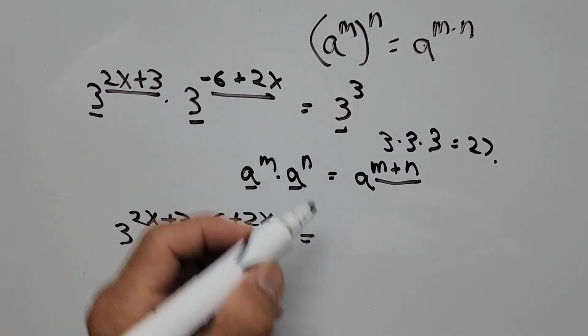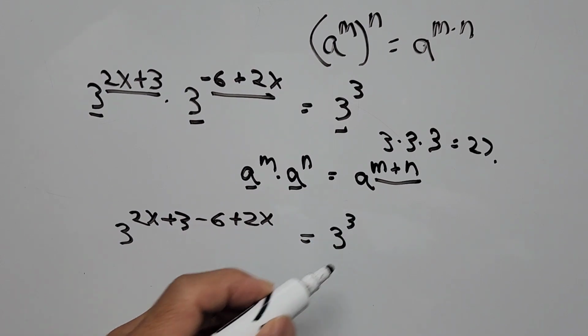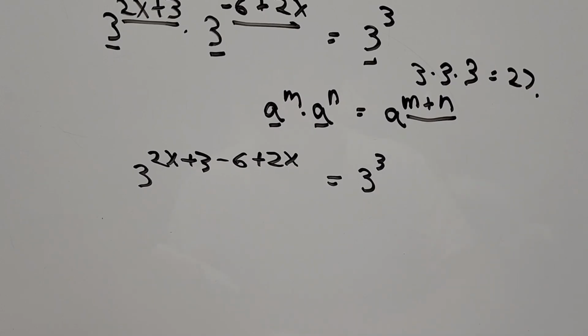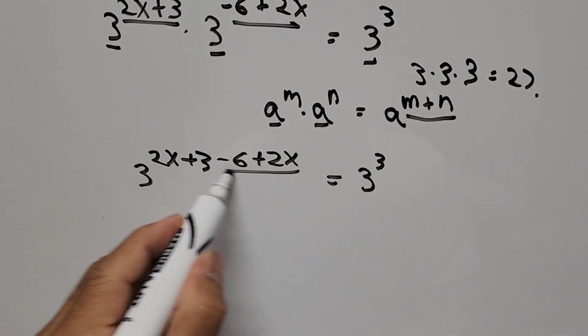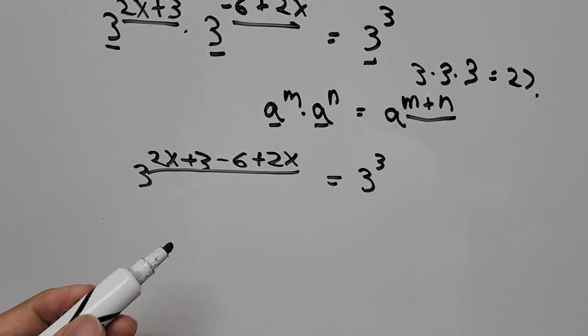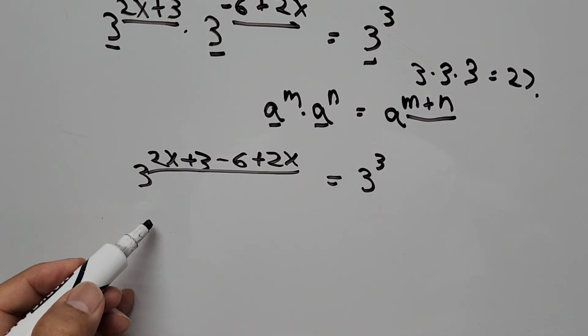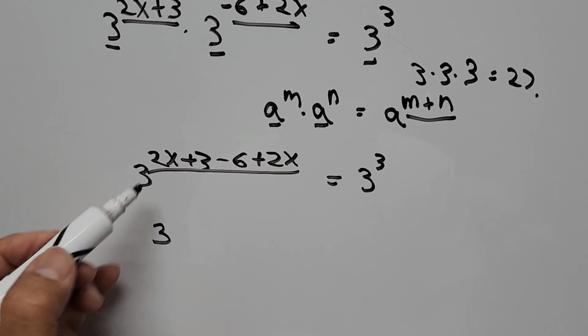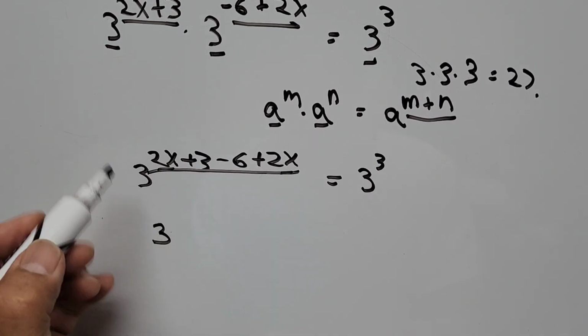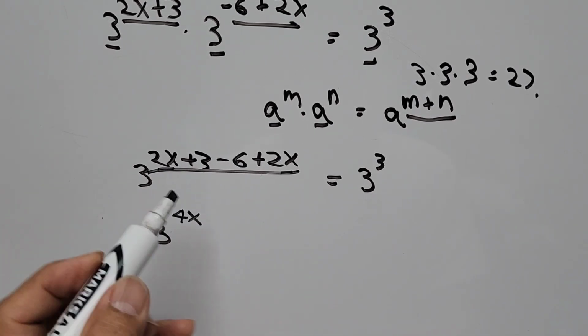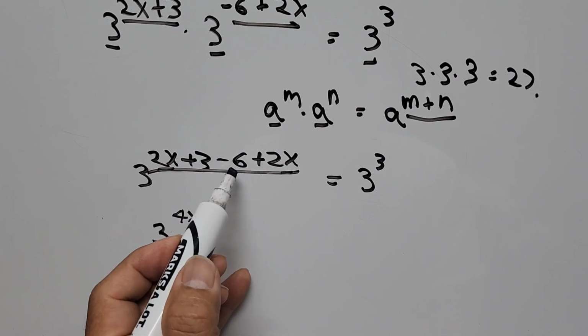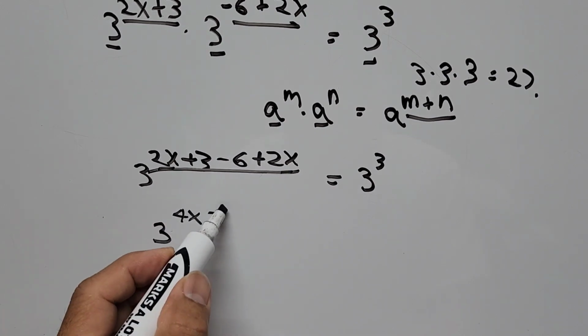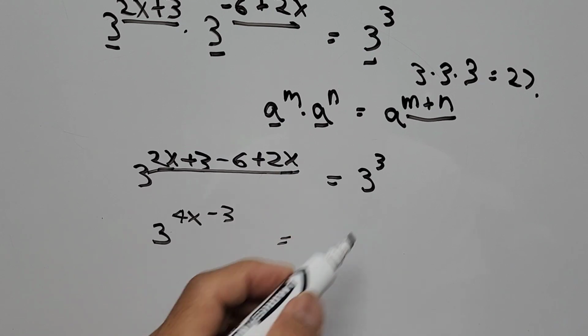And this is equal to 3 cubed. So now we can simplify the exponent. Add them all together, combine like terms, right? So here we have 3 to the power of 2x plus 2x, that's 4x. Positive 3, negative 6, that will be negative 3. And this is equal to 3 cubed.